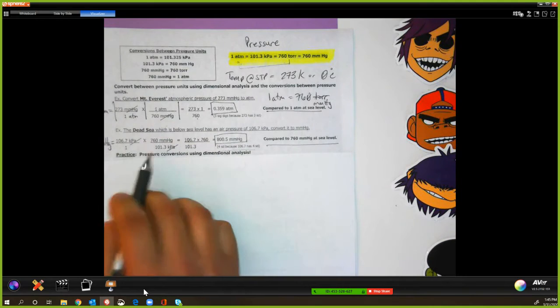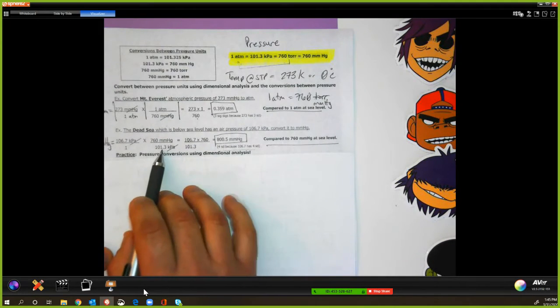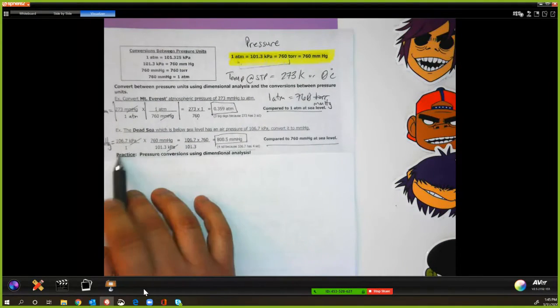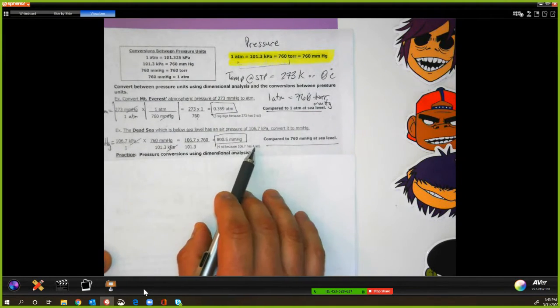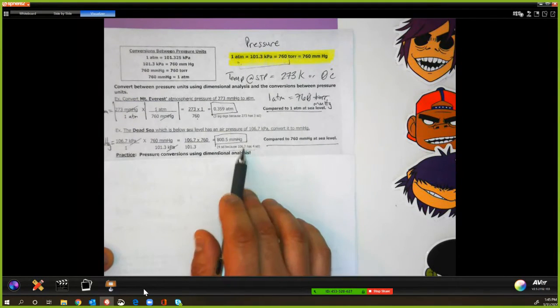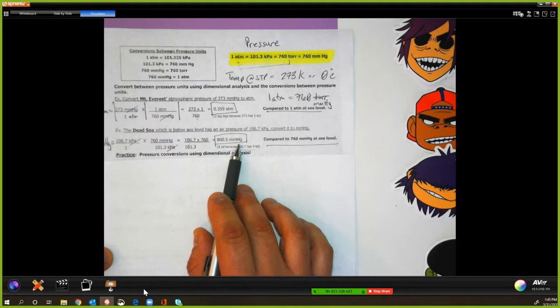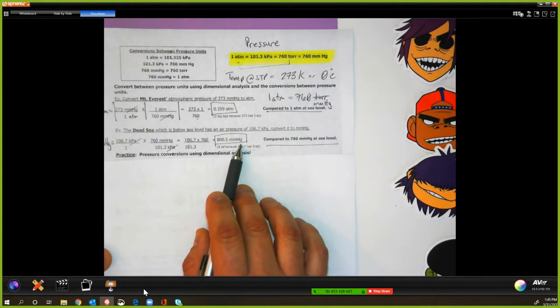They go at the Dead Sea. They want you to go from kilopascals to millimeters of mercury. Kind of the same deal there. Okay, and compare it to 760. 760 is higher than 760 millimeters of mercury at sea level.